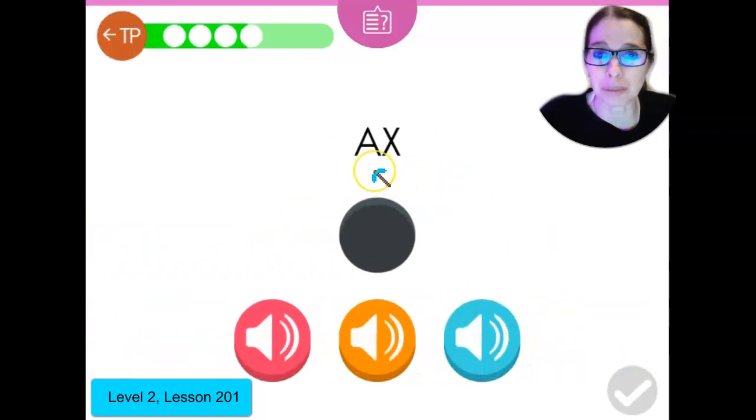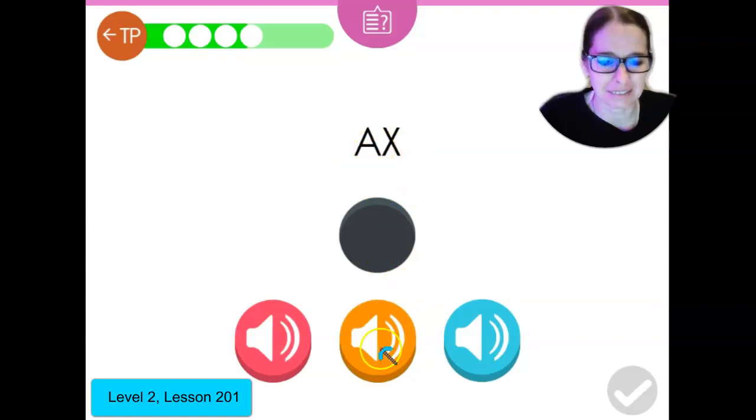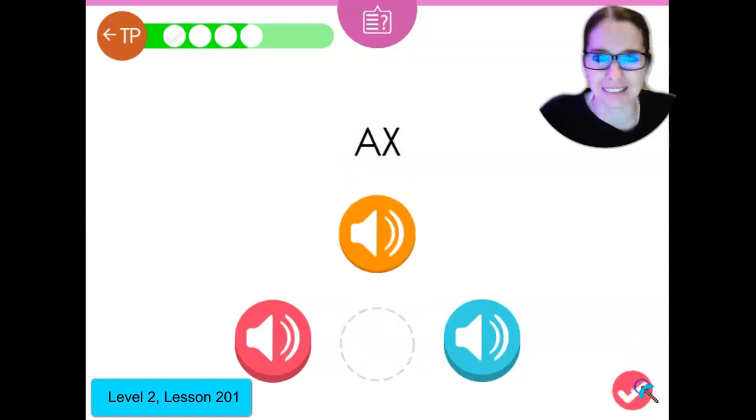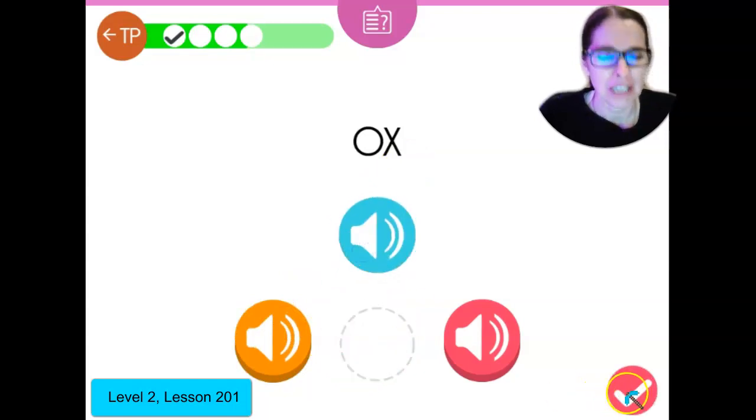Now I'm going to read these words. A word is made up of one or more sounds. This is the word axe. I know that because the spellings for these sounds are represented here. Ox doesn't start with an ah. Axe. This is the spelling for the axe. Now I have ox. Axe. Ox.